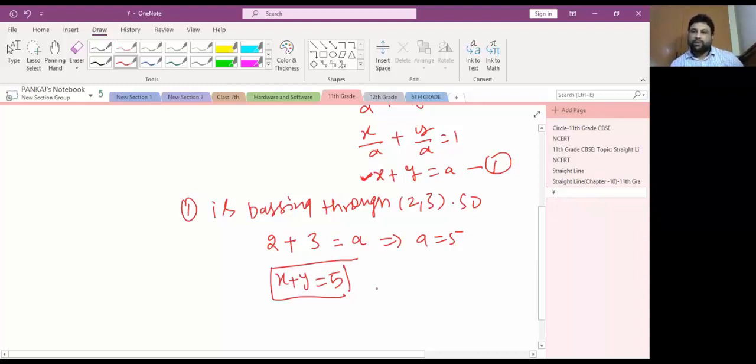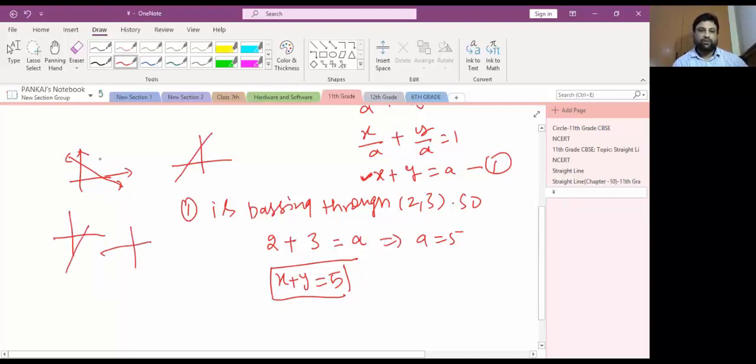Here actually I am taking the solution when the line is cutting equal intercepts in the first quadrant. Clear? Because this can also be possible: the line can cut like that also. So these possibilities are also there, but here we consider this possibility and we got the answer.